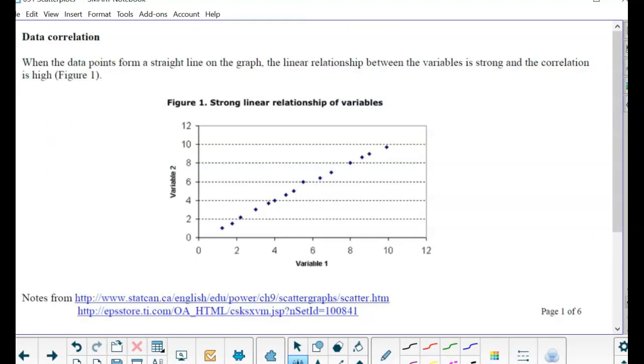So, we're looking at a bunch of different properties here. There are some links from StatsCan that you can look at if you want, but we're not going to go through that because I'm just going to talk to these values. So when the data points form a straight line on the graph, the linear relationship between the variables is strong and the correlation is high. Okay, so we say that it has a strong or high correlation because the points are very, very close to a straight line. They're not perfect.